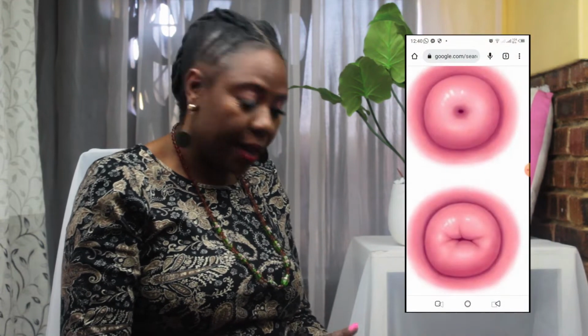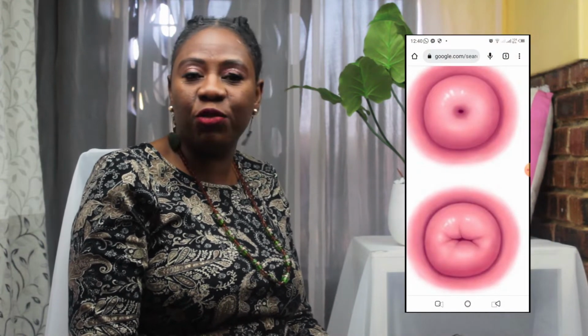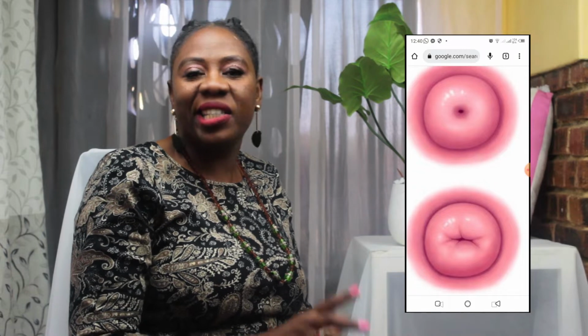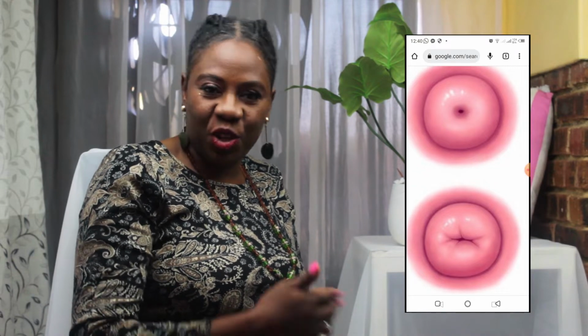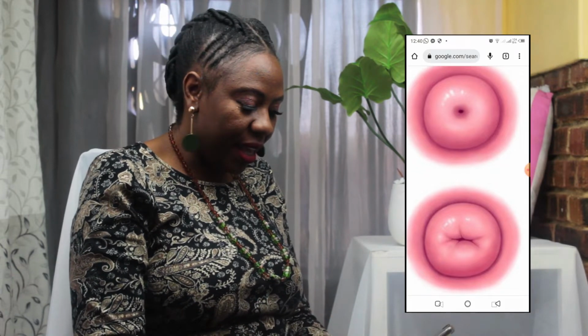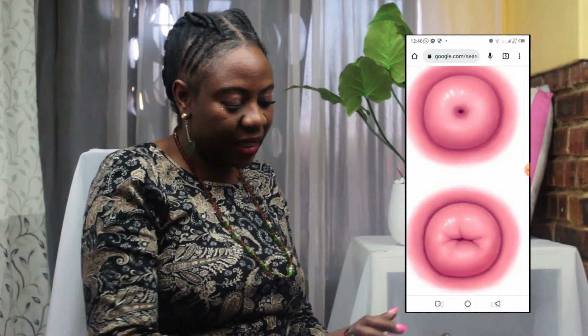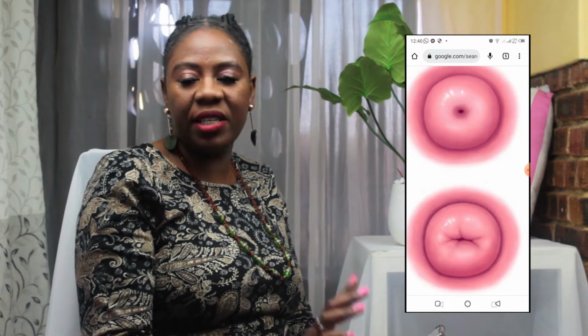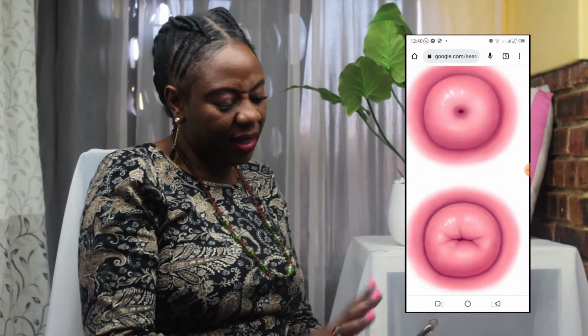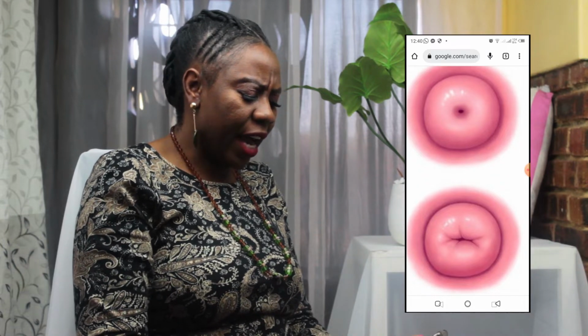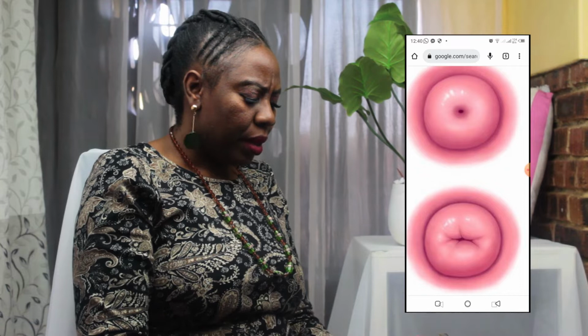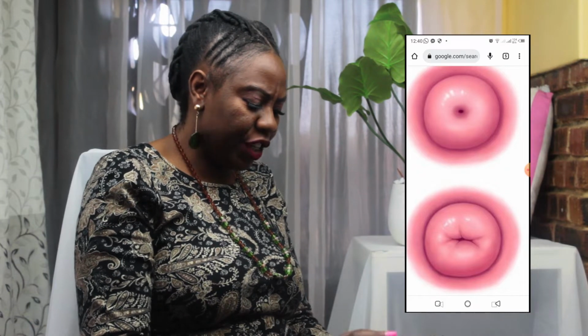Then if you look at the second cervix, it's a clean cervix with no pre-cancer lesions, but this one is for a woman who has delivered a baby through the vagina. That's why the opening is different. If you look, this one is open, this one is just intact. So these ones are good. There are no pre-cancer lesions.